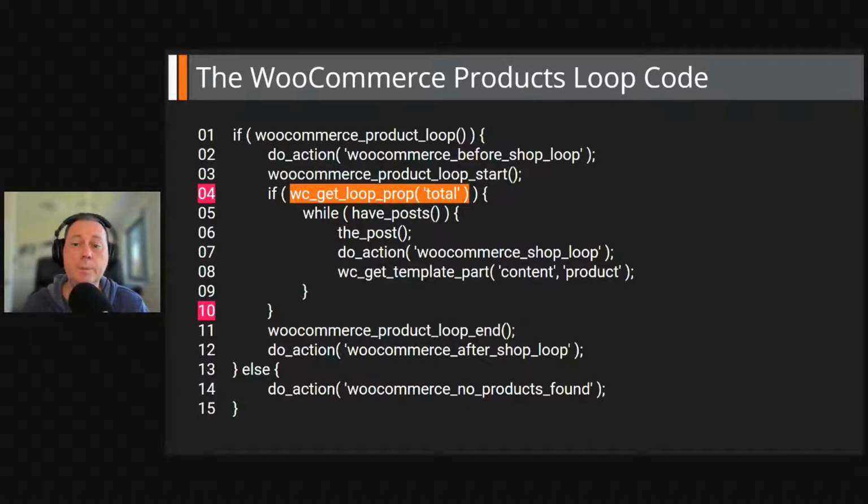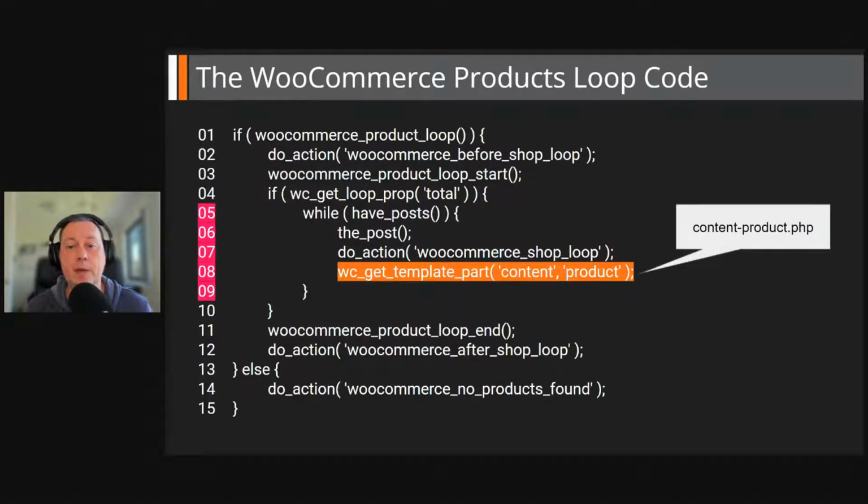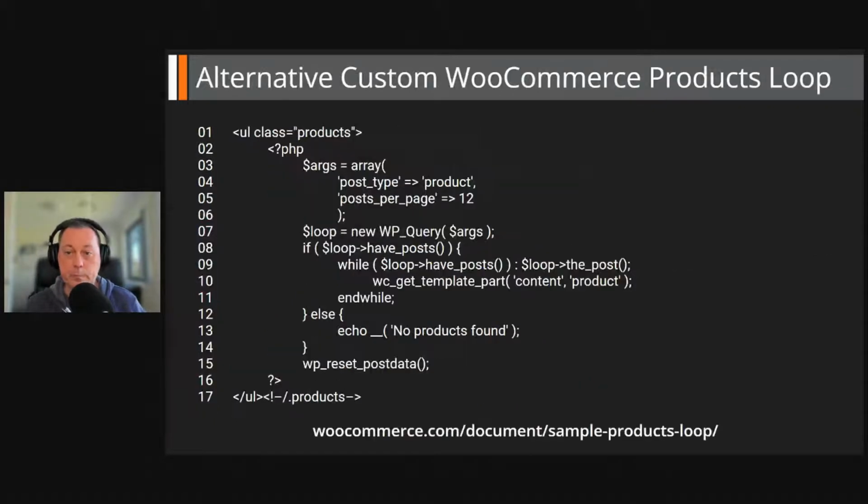Then we have another conditional, just checks the number of total products that we're pulling out of the database. If it's 0, it doesn't do anything. If it's more than 0, then it's good to go. And this is the main loop. So while we've got posts, it grabs a handle to the post, which is the product, and then it sends that information to another template part, which actually outputs the product title, the image, the thumbnail, all that sort of stuff out to the browser, and then it does that whole thing again.